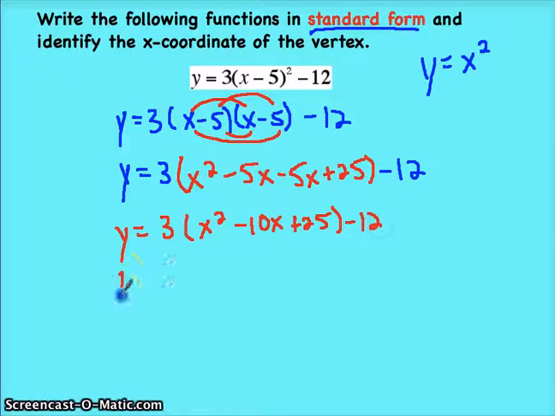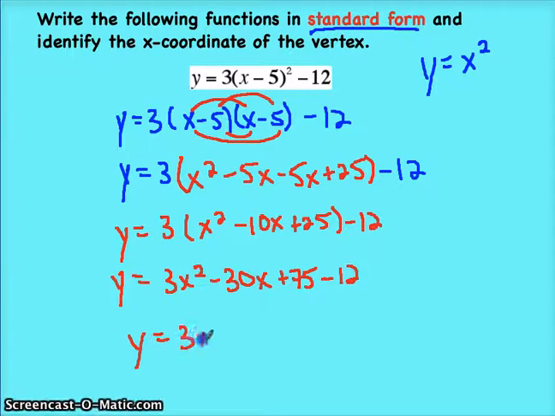Got a little bit more work to do as we need to distribute our 3: minus 30x plus 75, and then subtract our 12. So finally we are in standard form. Plus 75 minus 12 would be 63. We've got our standard form equation.